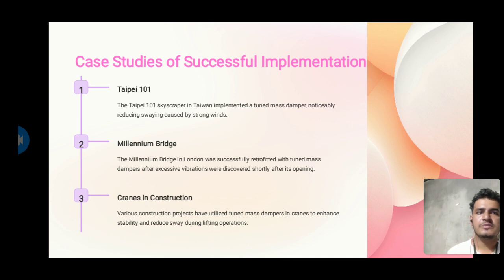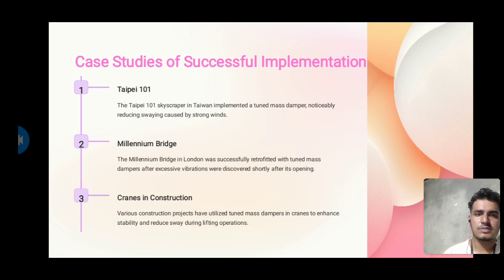The case studies of successful implementation. First is Taipei 101. The Taipei 101 skyscraper in Taiwan implemented tuned mass dampers, noticeably reducing the swaying caused by strong winds. Millennium Bridge: the Millennium Bridge in London was successfully retrofitted with tuned mass dampers after excessive vibrations were discovered shortly after its opening.